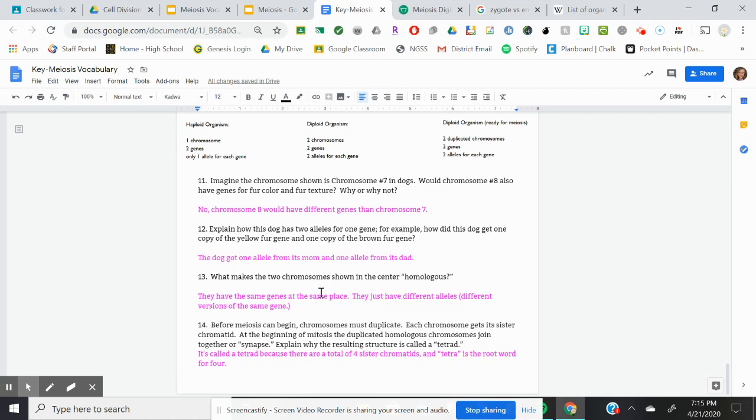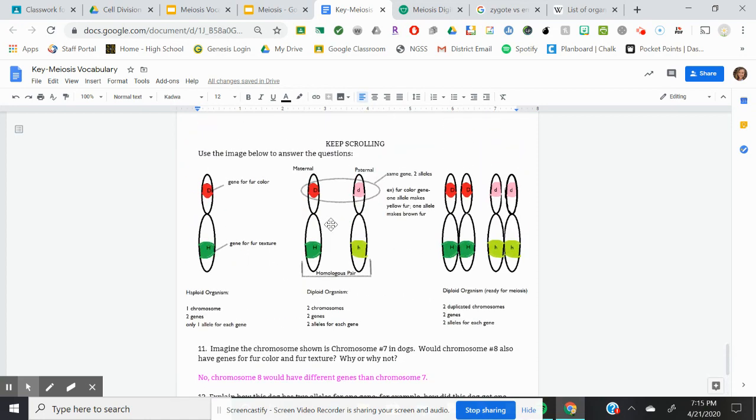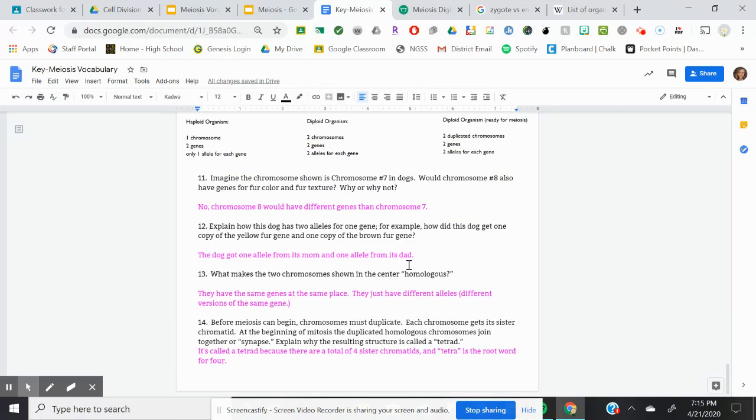What makes the 2 chromosomes shown in the center homologous? They have the same genes at the same location. It doesn't matter if the alleles are the same, they have the same gene at the same location, okay? If chromosome number 8 is not homologous to chromosome number 7, it would have different genes.